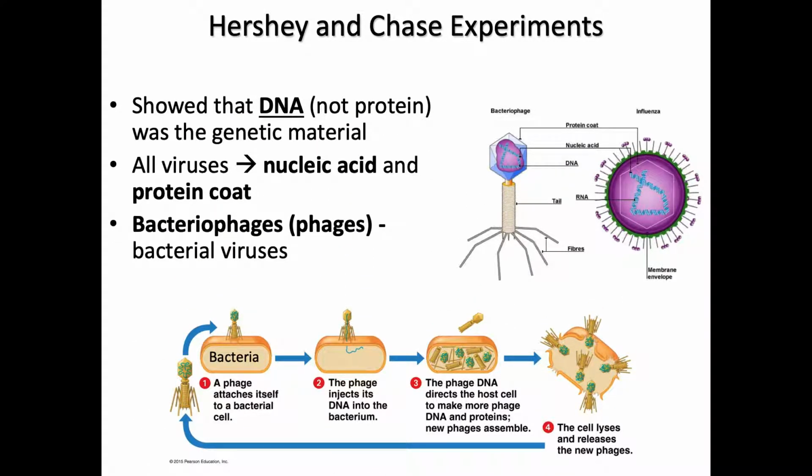All right, let's get to our first experiments. In the 1950s, before then, nobody really knew what was being passed down. What was the genetic material? What was the hereditary material? Was it the DNA or the protein that was being passed down, injected, or being copied?